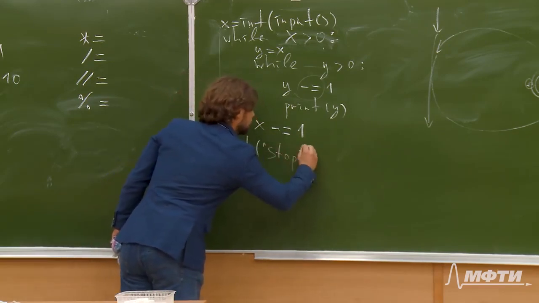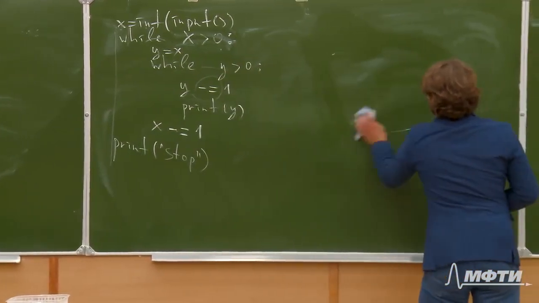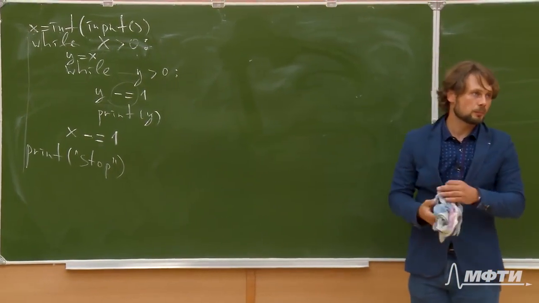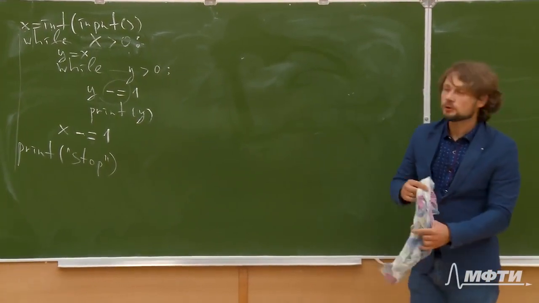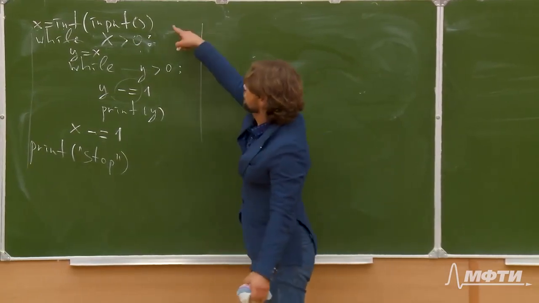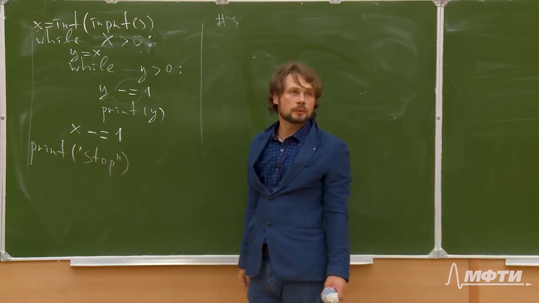What will I see if I enter a 3 here as x? Please forgive me, if I had the opportunity to work on a computer now, I would show you. I would just launch it and show it. Let's say I enter a 3 here. What will I see on the screen?